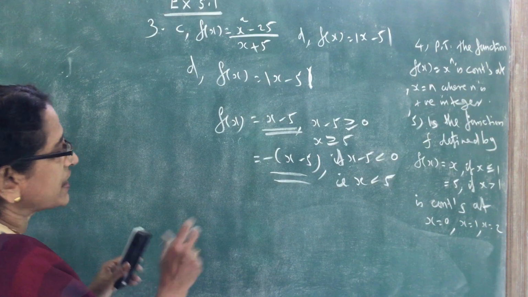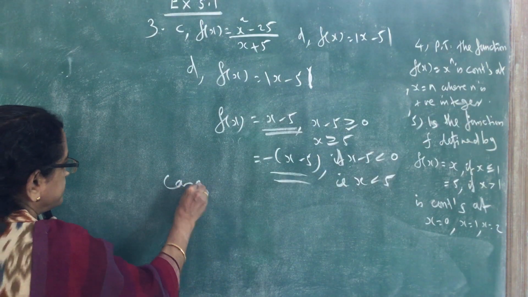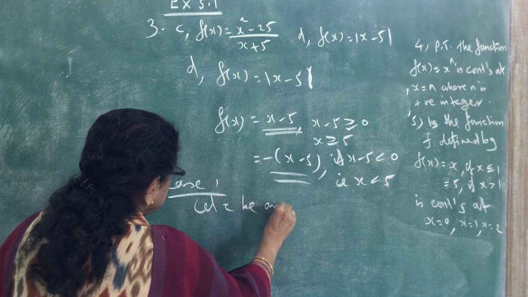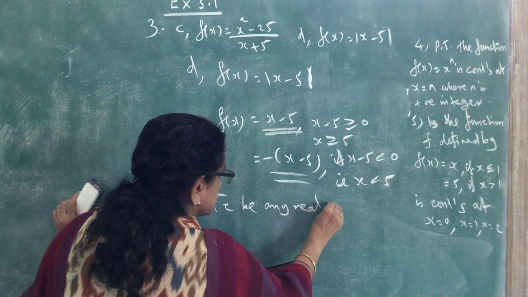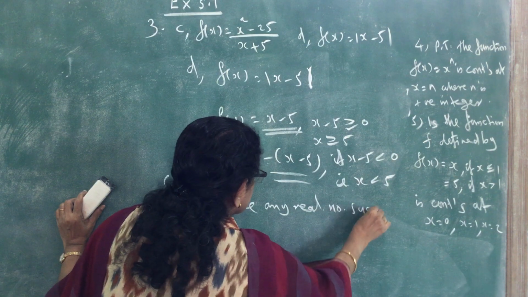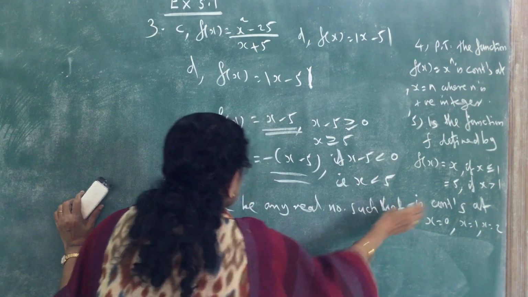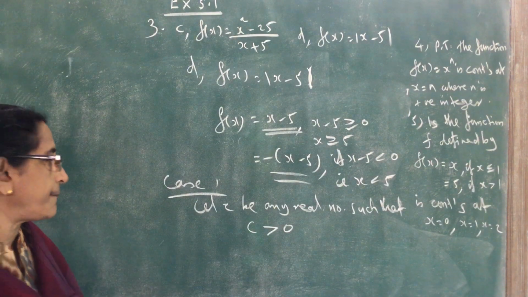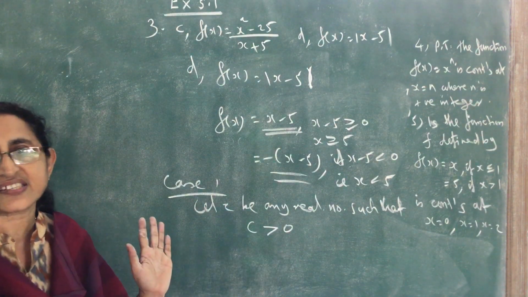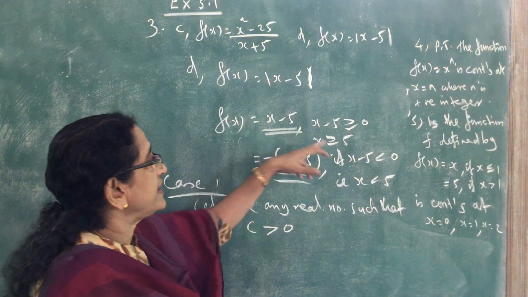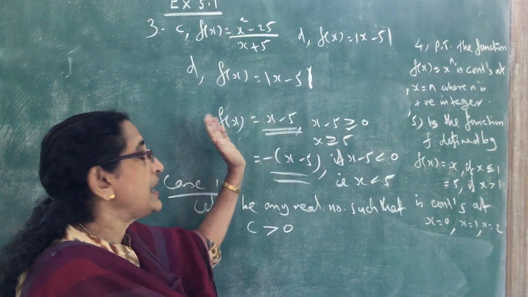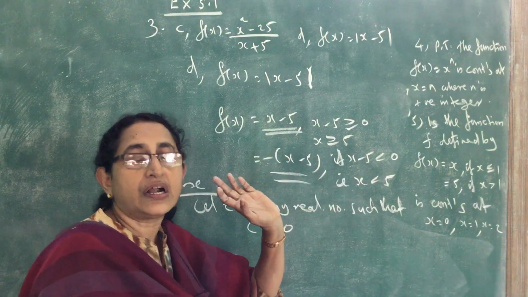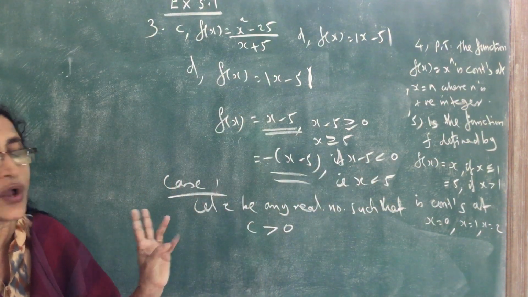So we are considering case 1. Let C be any real number greater than 5. Then consider case 2, C be any real number less than 5. Then C equal to 5. Three cases you have to consider.